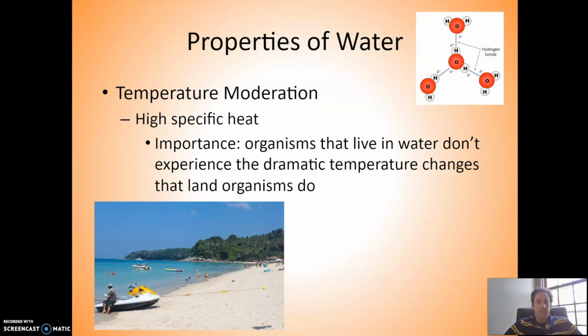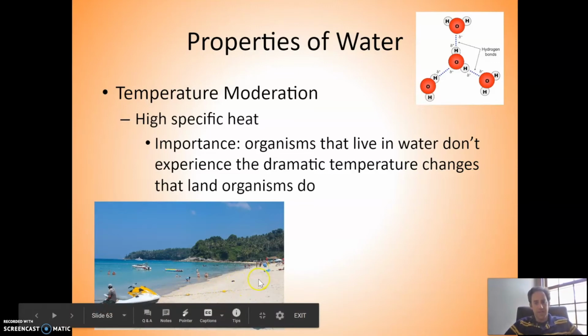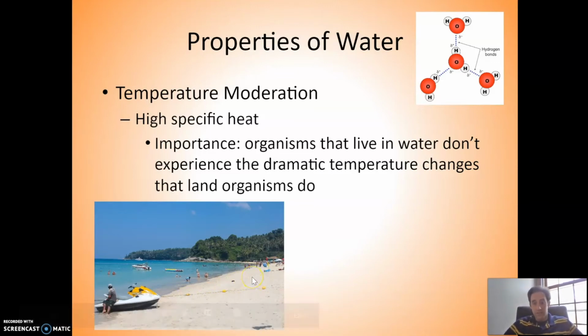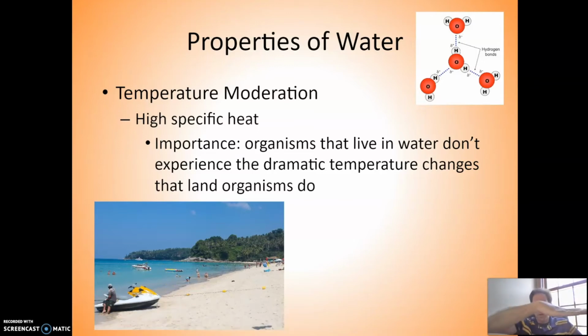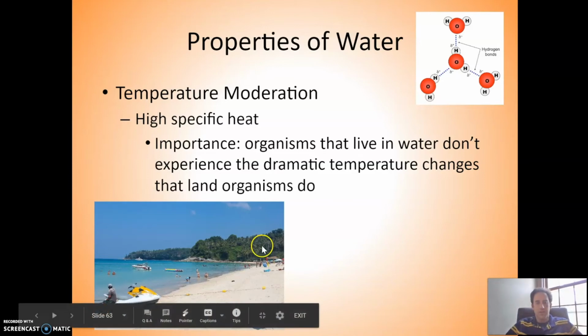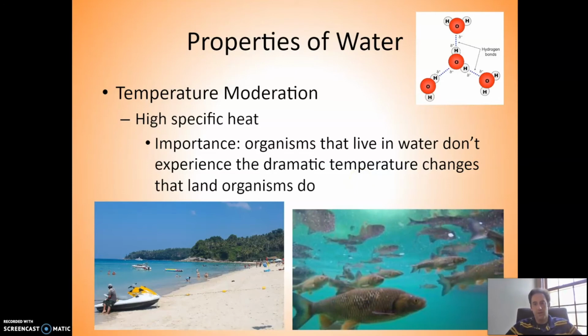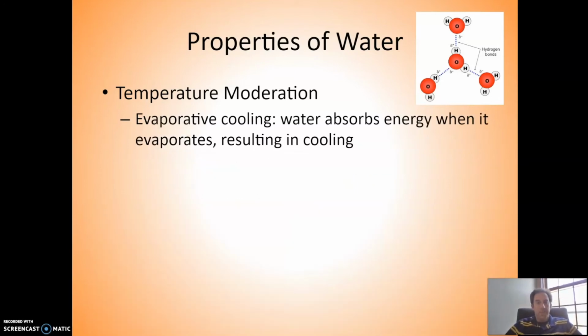And that's important again to living things. Organisms that live in water don't experience the dramatic temperature changes that land organisms do. I'm guessing, if you've been on a beach and you're sitting on land, that beach gets really, really hot when the sun is pounding on it. The water doesn't warm up quite as much. And then at night, the sand gets much cooler, but the water doesn't cool as much. So the land temperature goes up and down throughout the day, whereas the water temperature stays steadier, and so lake critters and ocean critters don't have to deal with temperature regulation quite as much as land critters do. So, go fish.